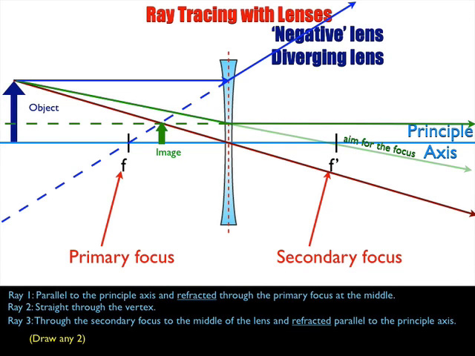So notice that the image is drawn from where they all cross down to the principal axis. Since my light source is the tip of the object, my image with lines crossed is also the tip of the object. And the bottom of the object is still going down to the principal axis.